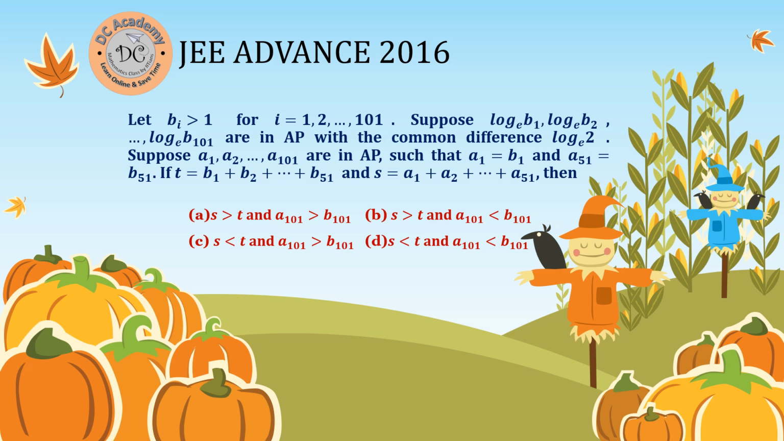Now, it is given that S and T are defined as the sums of the B series and the A series respectively. Then we need to find out which is greater: either S is greater than T, or A101 is greater than B101, and so on. So we need to find the bigger values between S and T, and between A101 and B101. That's the particular problem. So let's go ahead and solve it.